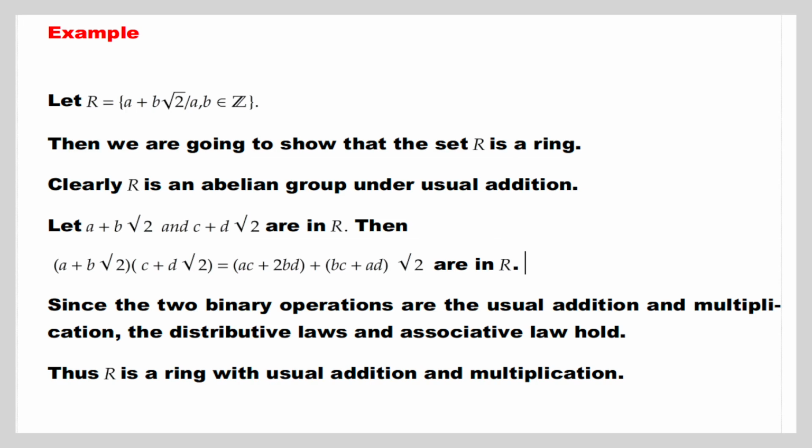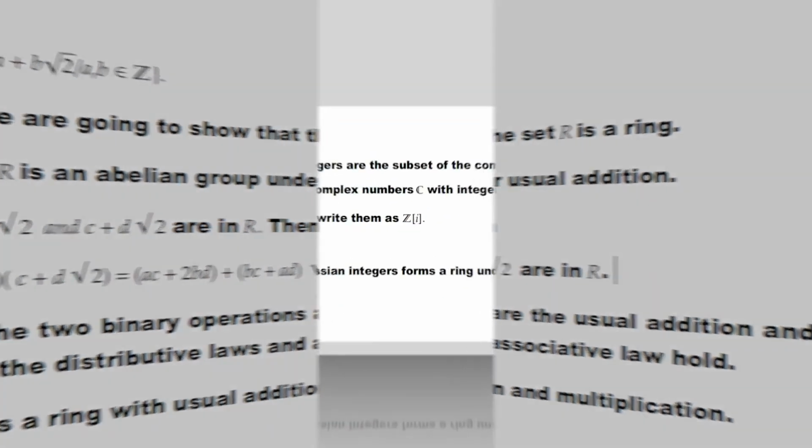Clearly, R is an abelian group under usual addition. Let a plus b root 2 and c plus d root 2 be in R. Then (a plus b root 2)·(c plus d root 2) equals (ac plus 2bd) plus (bc plus ad) root 2, which is in R. Since the two binary operations are the usual addition and multiplication, the distributive laws and associative law hold. Thus, R is a ring with usual addition and multiplication.